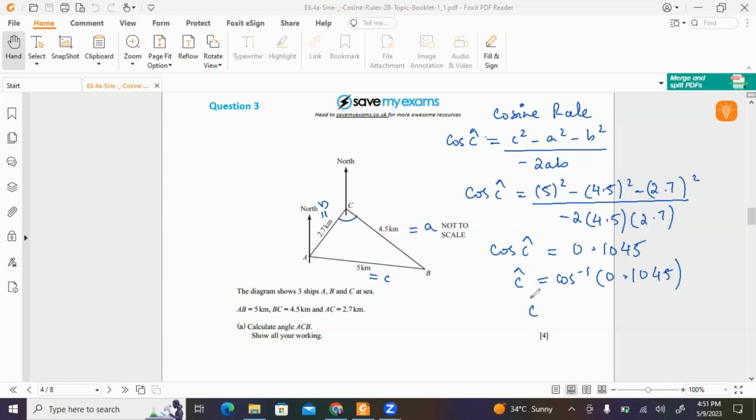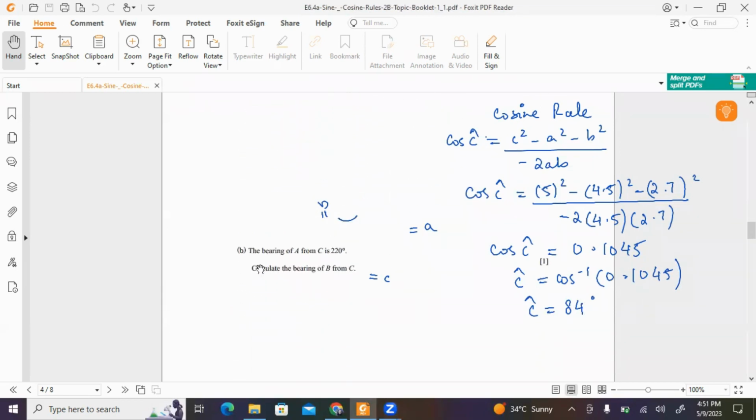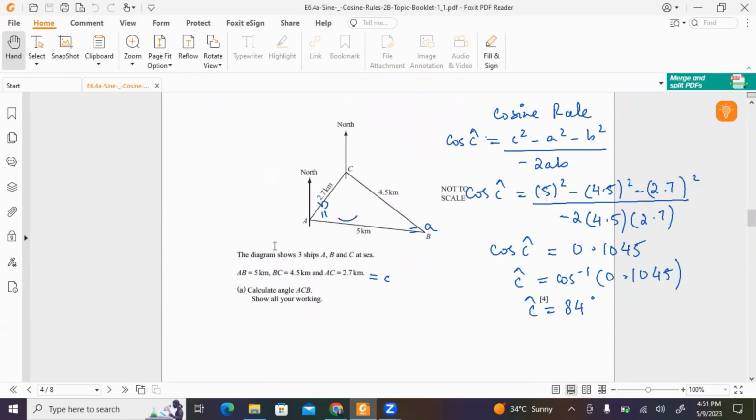Which gives us 84. 84 degrees is your value for the angle ACB. Then part B says the bearing of A from C is 220. Find the bearing of B from C.